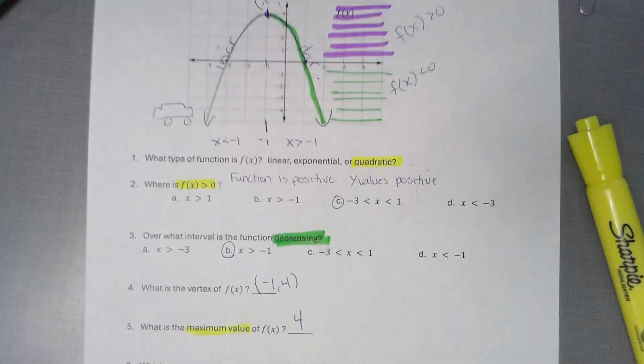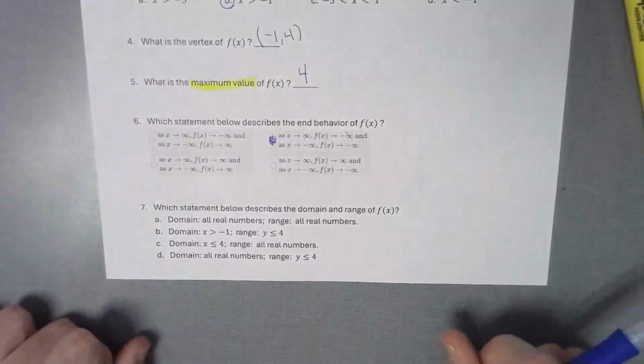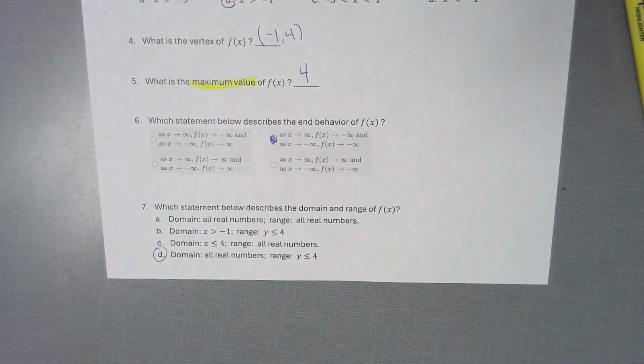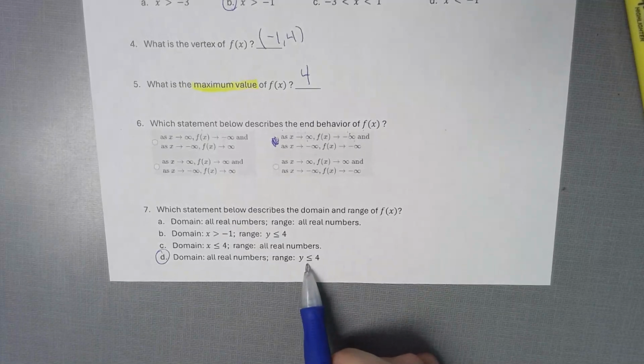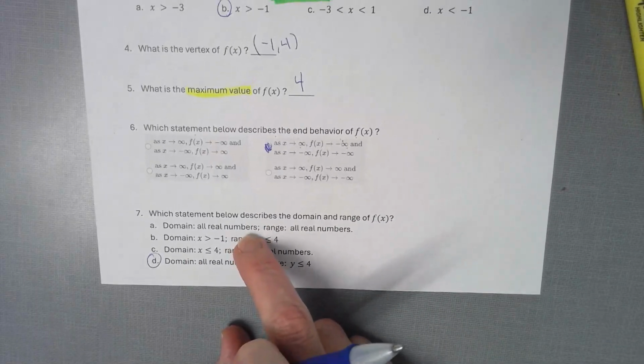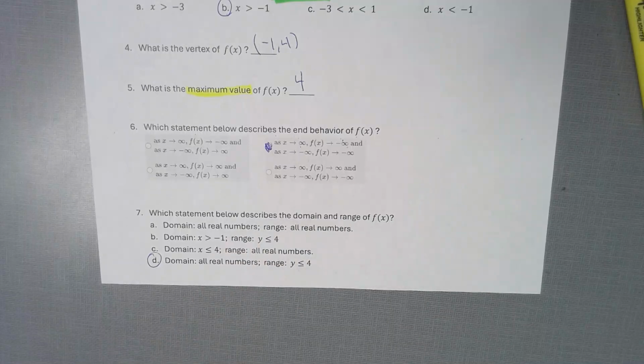So the correct answer was, who knows? Anybody? D. Okay, and C is where I tried to trick you and made the 4 an x value. Okay, but remember the y values is 4 and less for the y values. Okay, and y'all, I know domain and range is hard, so that's why I'm just going to try to keep bringing it up for you.